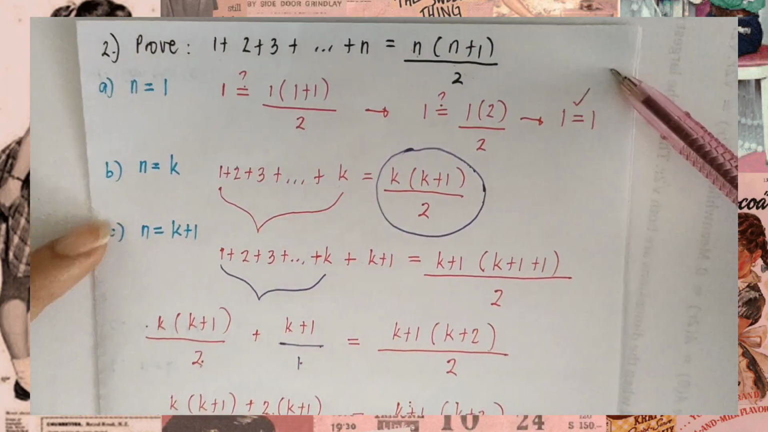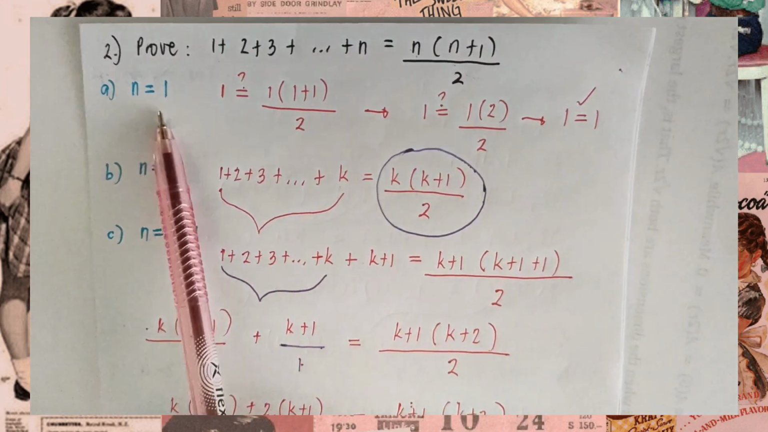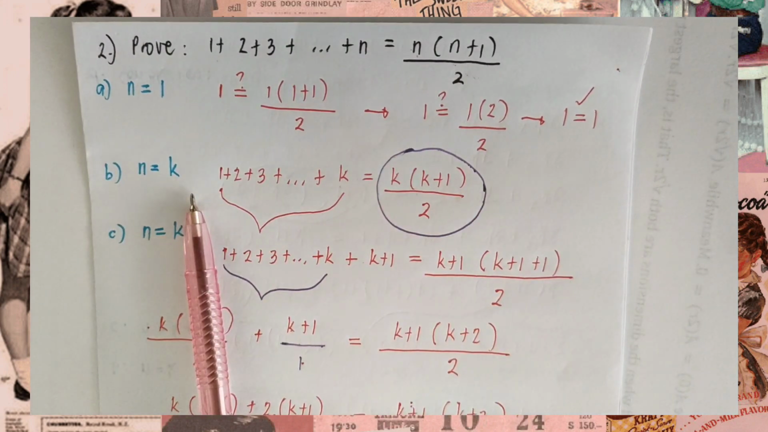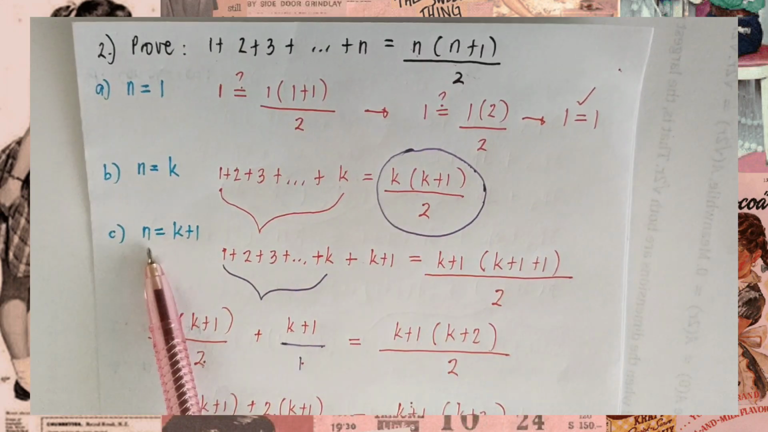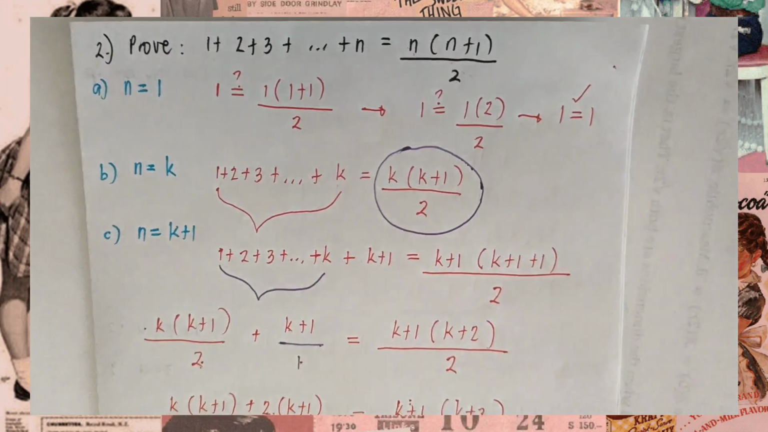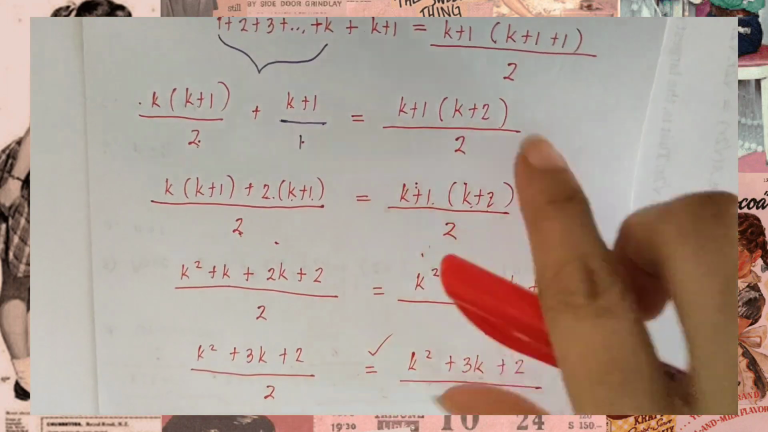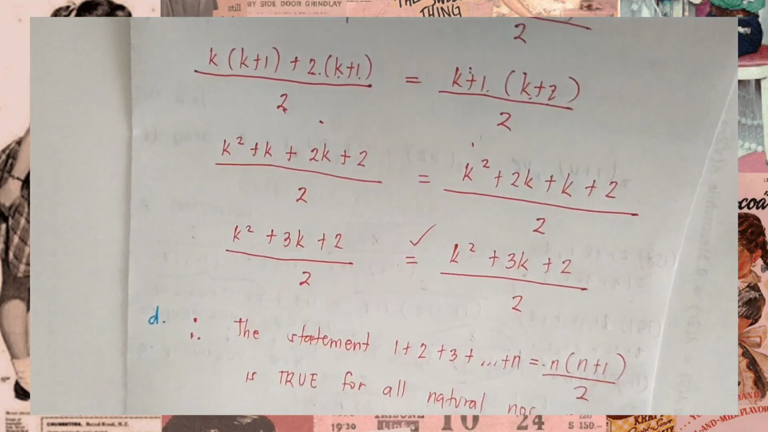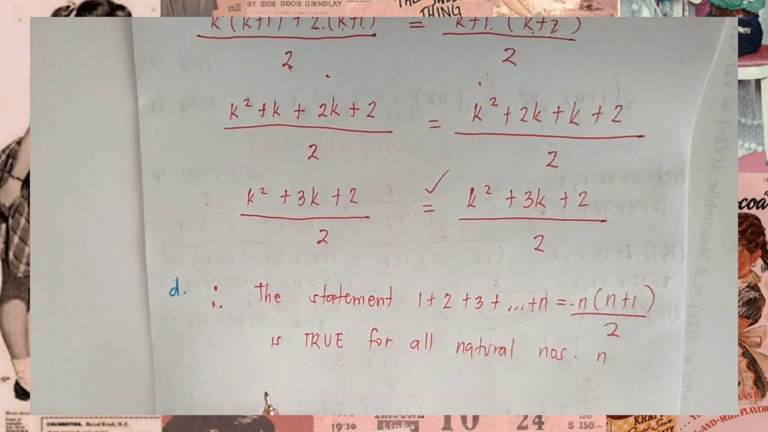So let's recall. First, basis step. If the left and right balanced, proceed with our step 2. Change all your n with k. Next, change all your n with k plus 1 and then prove it if the left and right side will balance. If they balance, then do not forget your conclusion.